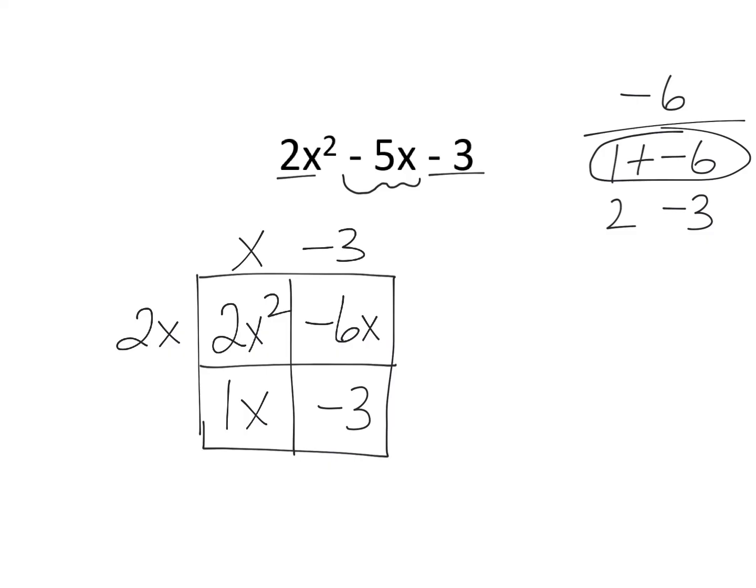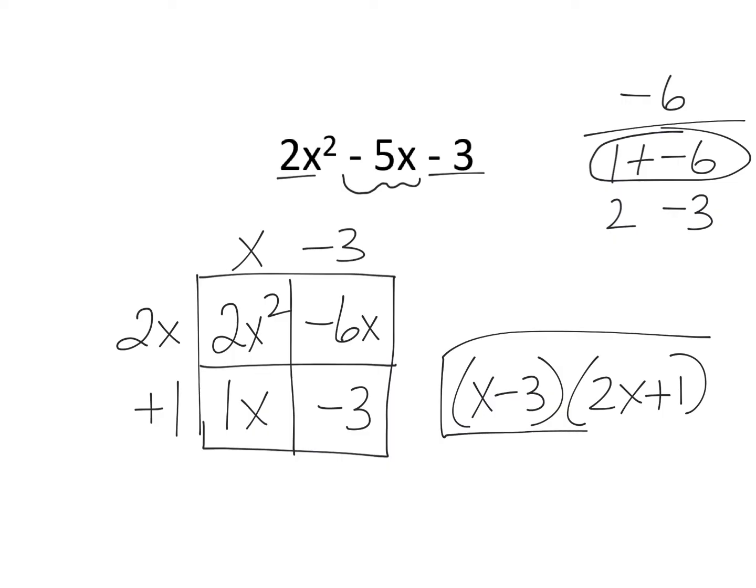All right. Now, the last row. I can't pull a variable out, and the biggest number I can pull out is a 1, so I'm going to do it. Plus 1. All right, let's test it. 1 times x is 1x. Yep, 1 times negative 3 is negative 3. Great. So I have negative 3. There we go. x minus 3 and a 2x plus 1. And those are my binomials.